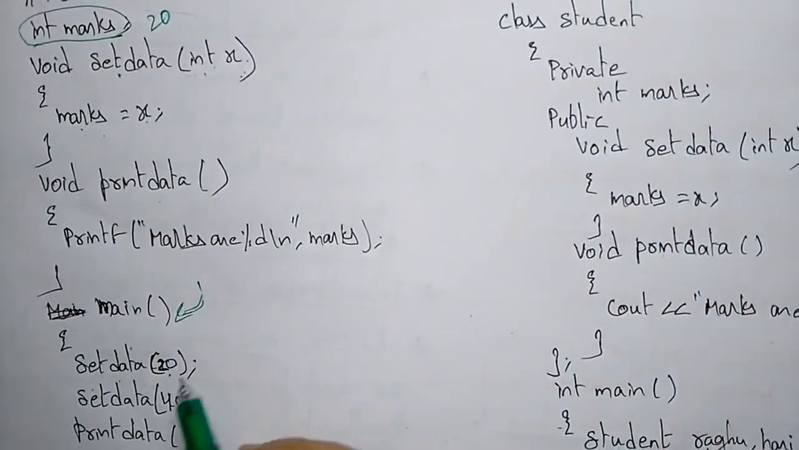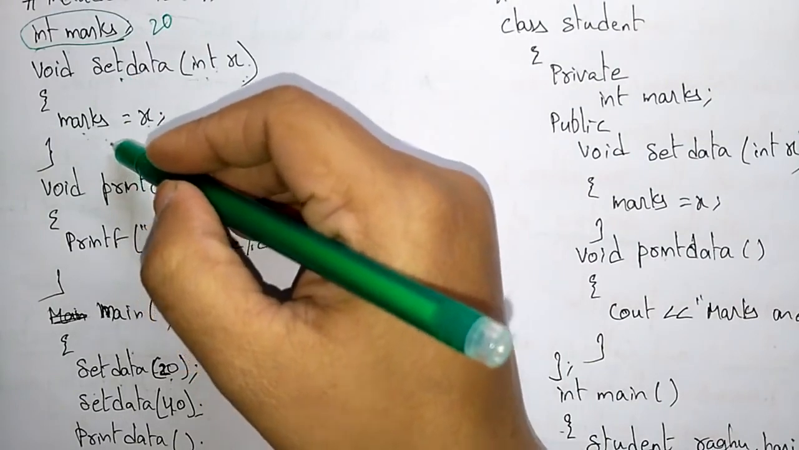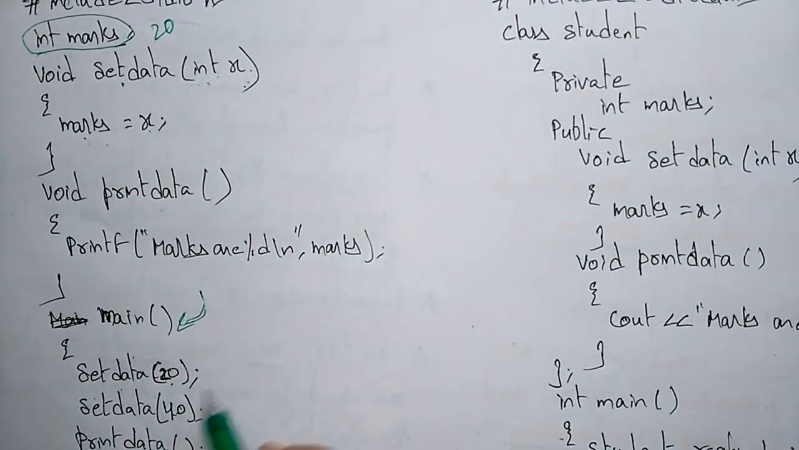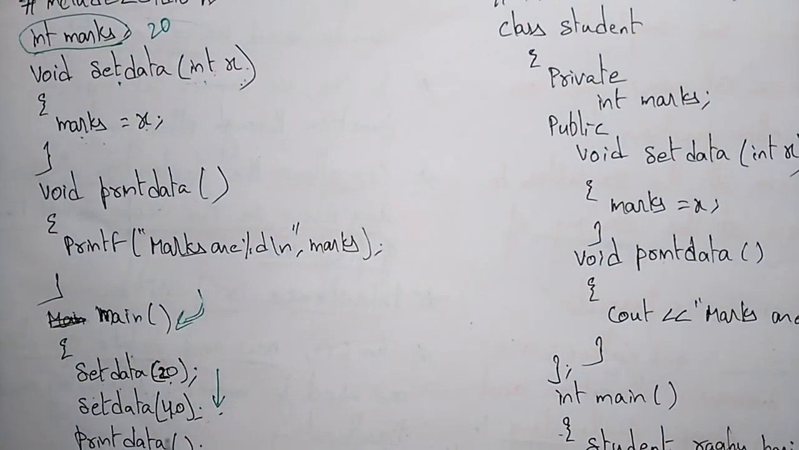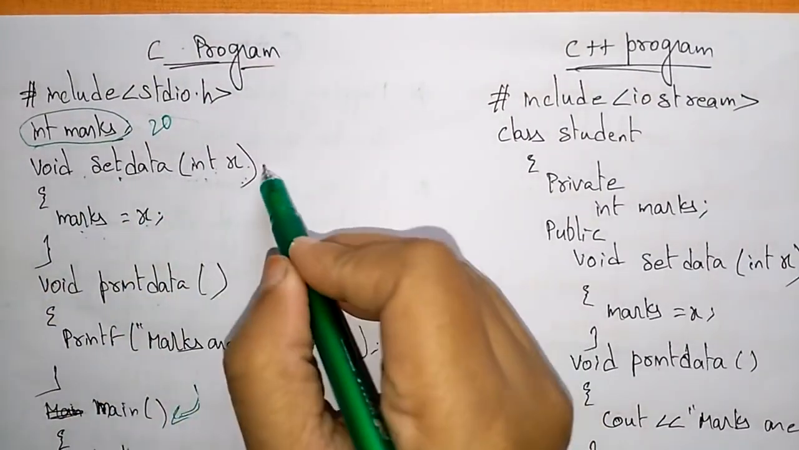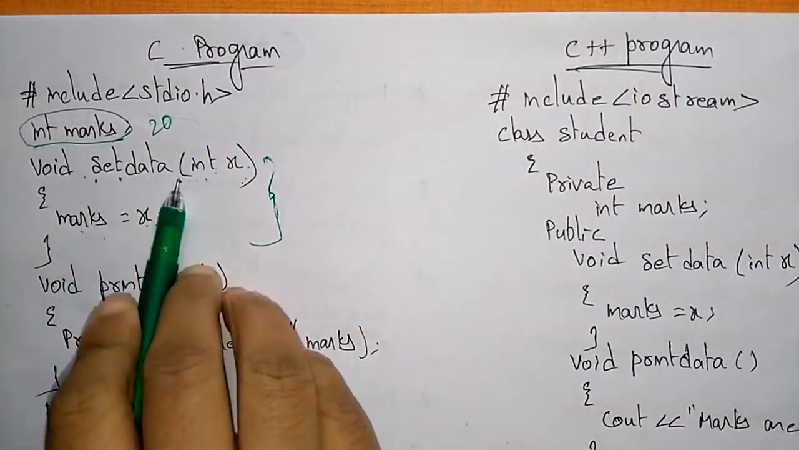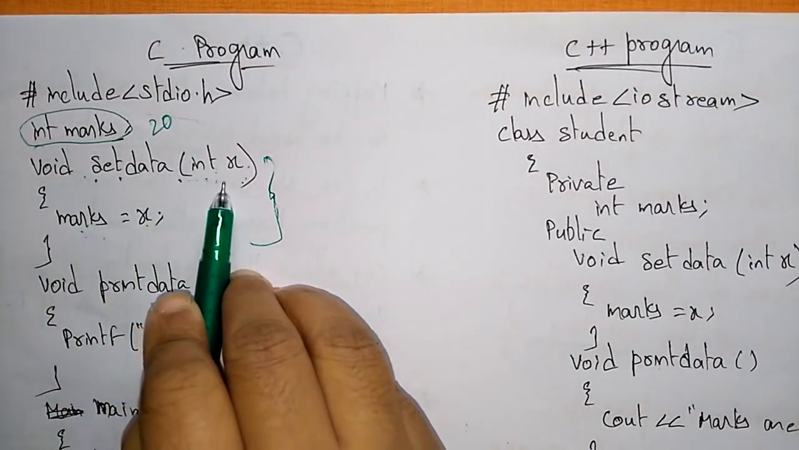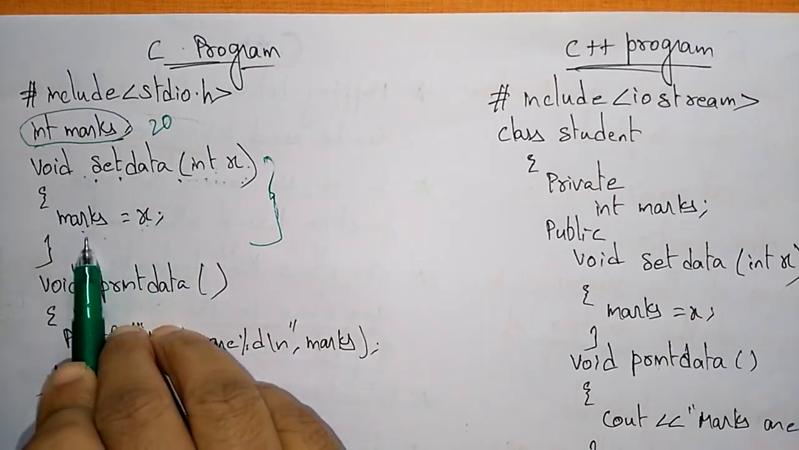Okay. So now after completion of this function, again it comes to the next sequence of the steps. So that is set data of 40. Now it is setting the data to 40. So now again it calls this function, set data int x. Now x is 40. So the 40 is stored in the marks.